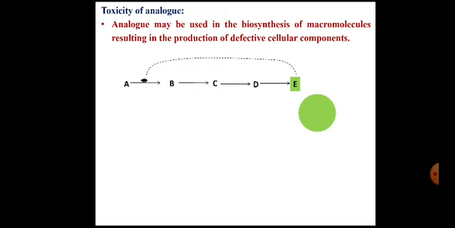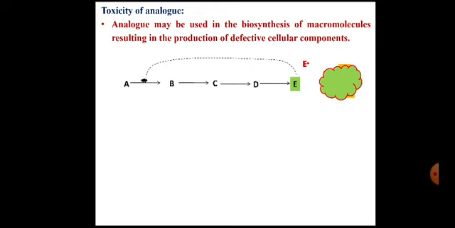Sometimes there is an analog of this amino acid which is toxic for the cell. So what will happen? Wherever this E goes, for example, E star is the analog of this E. E is the natural control metabolite and E star is its analog. So wherever E goes, E star will go. For example, it will also get incorporated into the formation of protein.